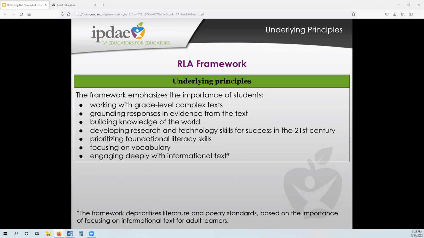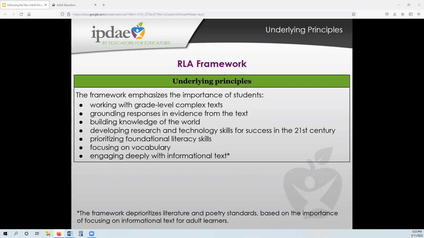There is a strong prioritization around foundational literacy skills as incredibly important in supporting all learners. There is a really important focus on vocabulary. And lastly, specific to adult education, there is an importance on engaging deeply with informational text.